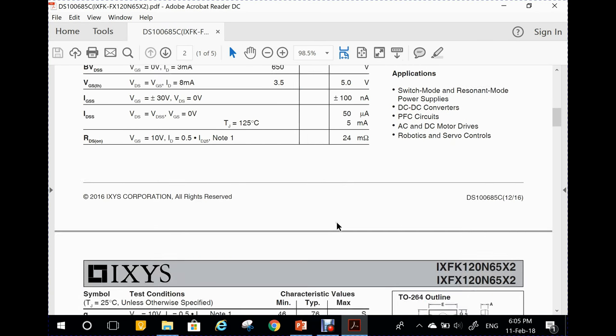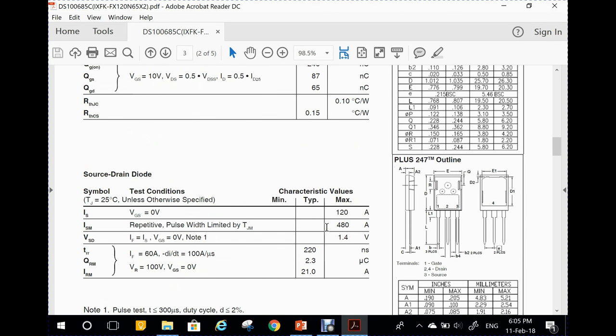If we look at the datasheet, at the table dedicated to the diode, we see that this is a diode which is compatible with the MOSFET itself. It's a 120 amp diode. It can tolerate a pulse of 480 amp for a short time, and the voltage across it is 1.4 volt for this 120 amp current. Now, this is a relatively small value. On the one hand, it's good because the power dissipation is low: if you have current times voltage and the voltage is low, then of course the power dissipation is lower. However, as it turns out, in practical applications this becomes a problem, and I'll talk about it.